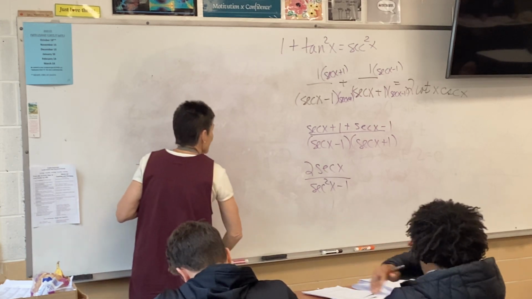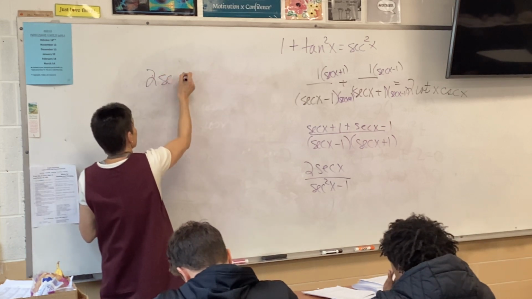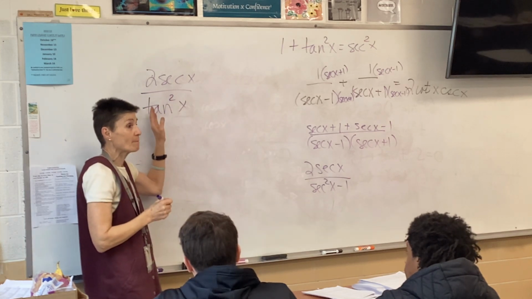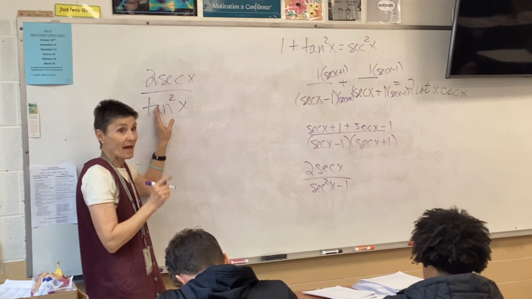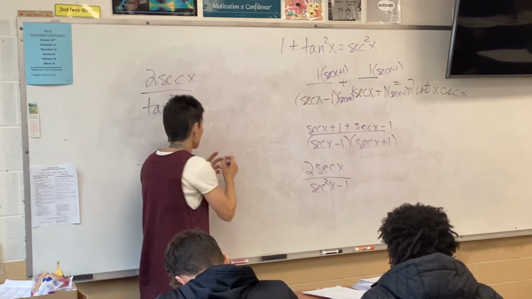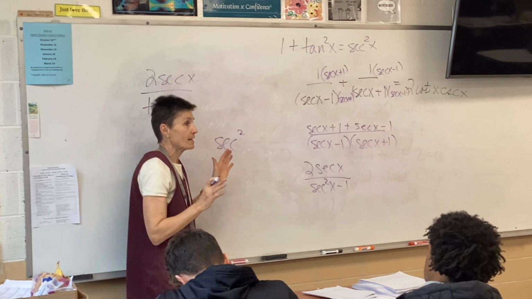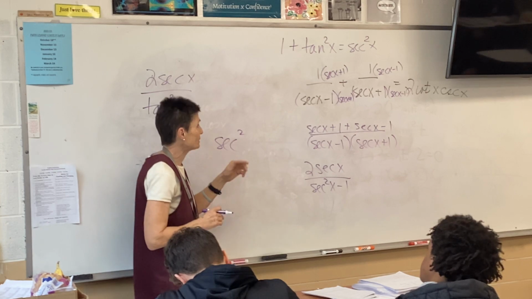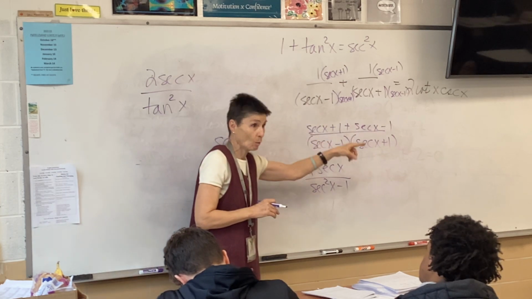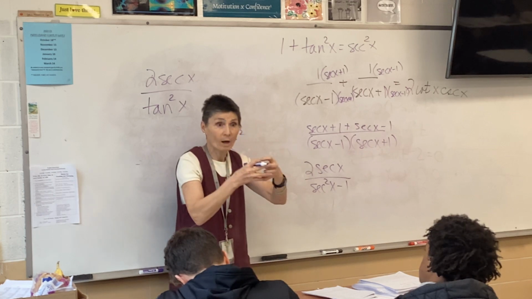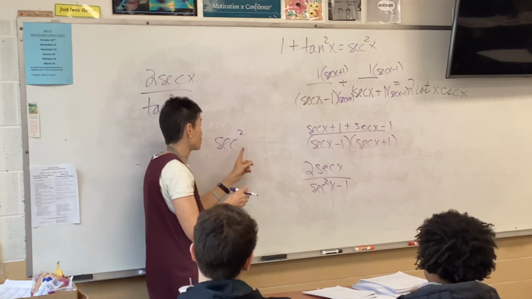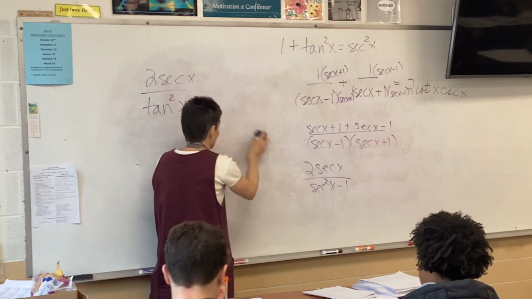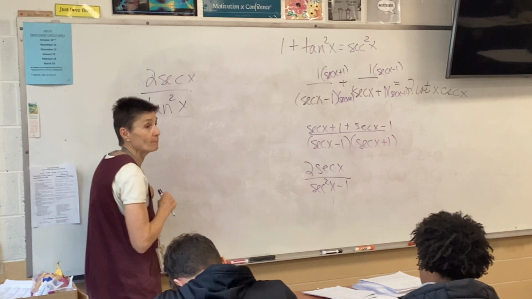Important point. I know I am saying 2 secant over tangent squared, but notice I'm always including my variable when I write it. Just writing this is meaningless. It must have an angle attached to it. That's going to become really important when we have identities that have x's and y's in them. You're going to have to know what hooks together and what doesn't. So make sure, even though I'm not saying it, you're including the x or whatever variable you're using.